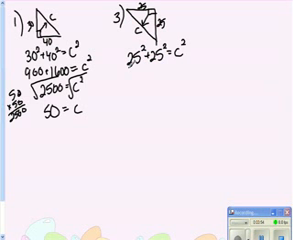25 squared means 25 times 25. If you don't know that, do the multiplication. Some of you should know that.